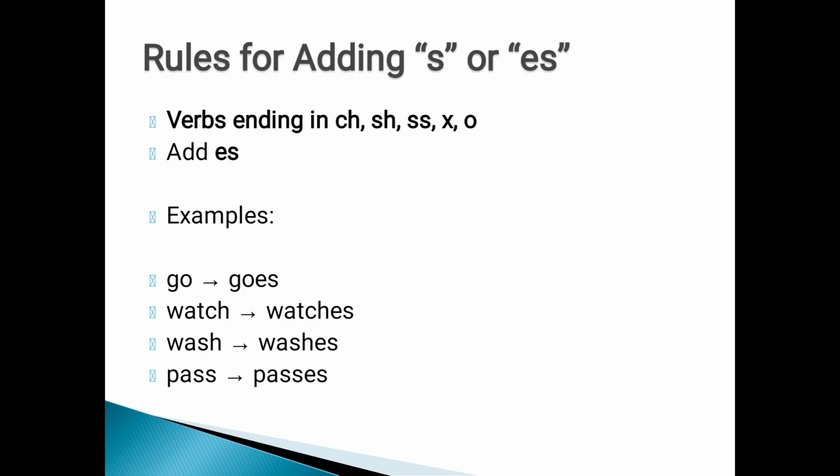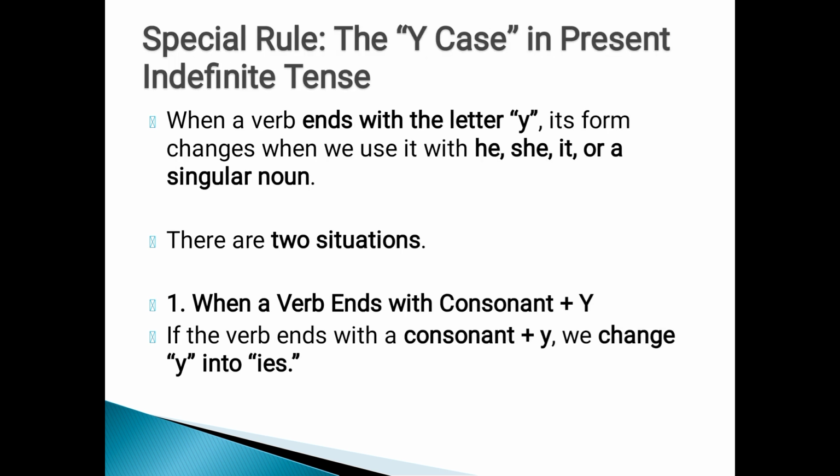Verbs ending in sounds or letters like ch, sh, double s, x, and o. We have to add es with them, like go into goes, watch into watches, wash into washes, and pass into passes. Now we're gonna discuss the Y case.